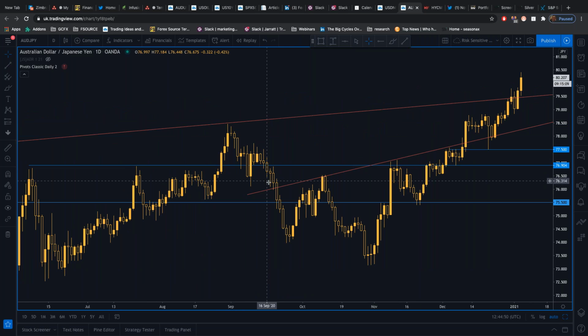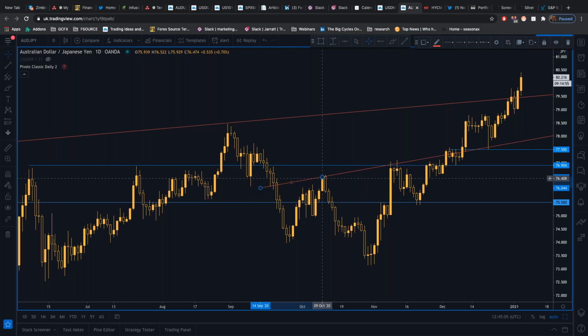So the first entry, you see this head. Shoulder, head, shoulder. That's a head and shoulders pattern. Left shoulder, right shoulder, head. The way you enter the head and shoulders is you take a break of the neckline. So you can see here the neckline is here, and so the entry was on the break around that 77.80 level. I entered around that level on the break of the Aussie Japanese yen.